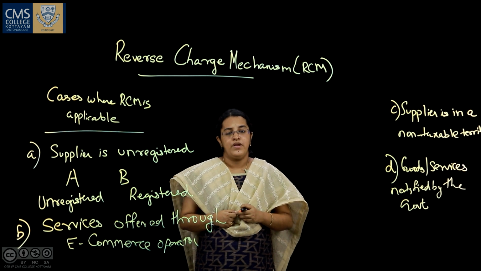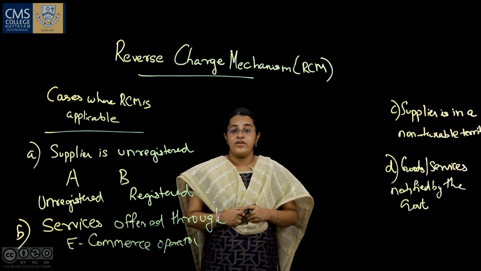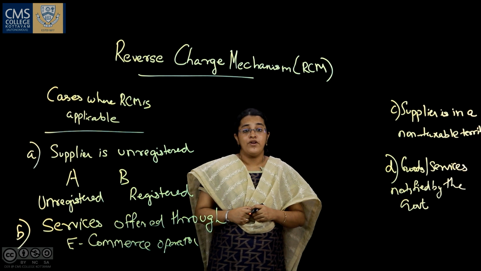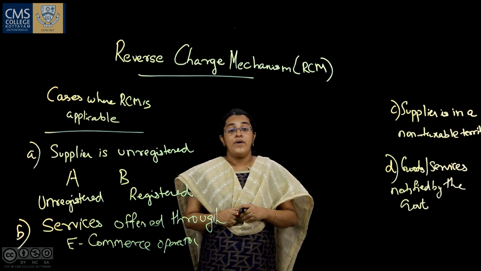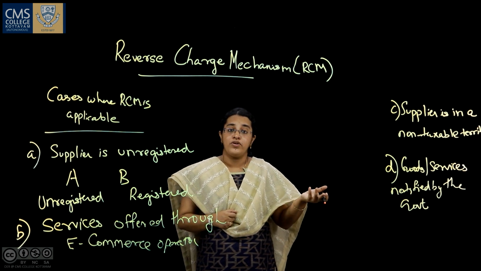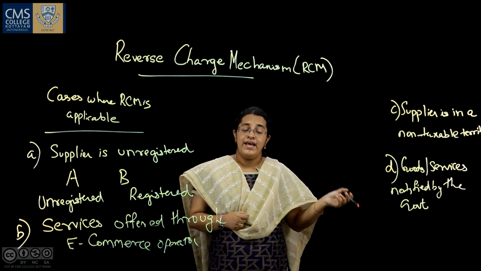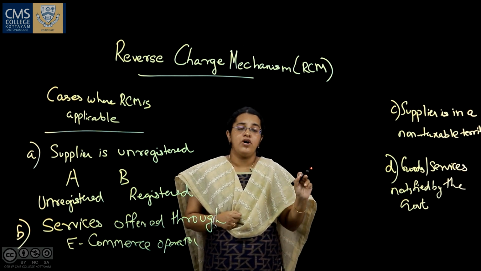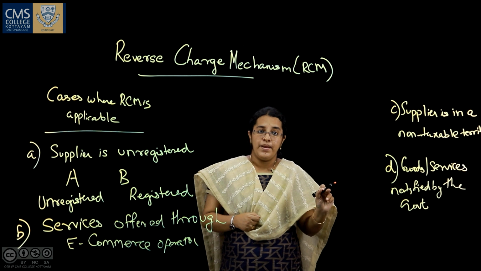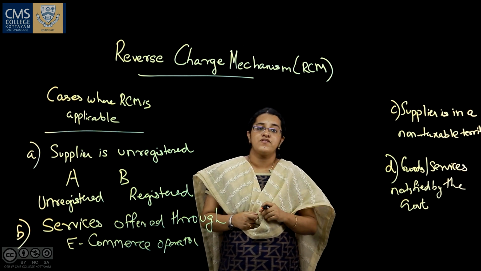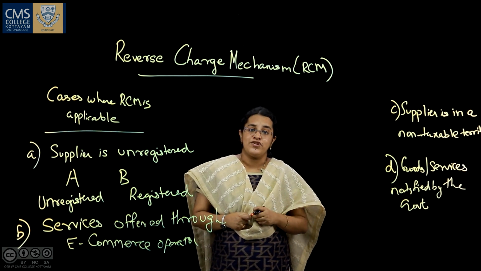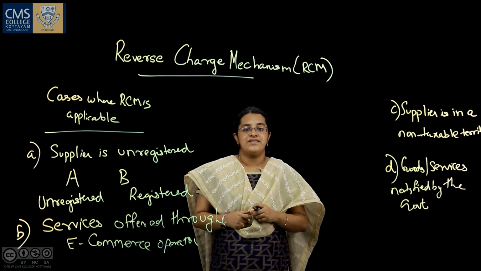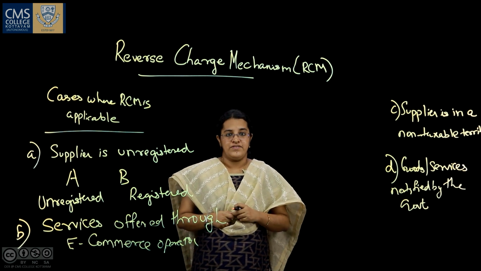registered taxpayer. Also, in the case of lottery, we know that the supplier of lottery is the government, whereas the recipient might be the lottery agent or the distributor. There also, since the government has notified, the liability to pay tax falls on the lottery agent or distributor who is the recipient of the goods or service.